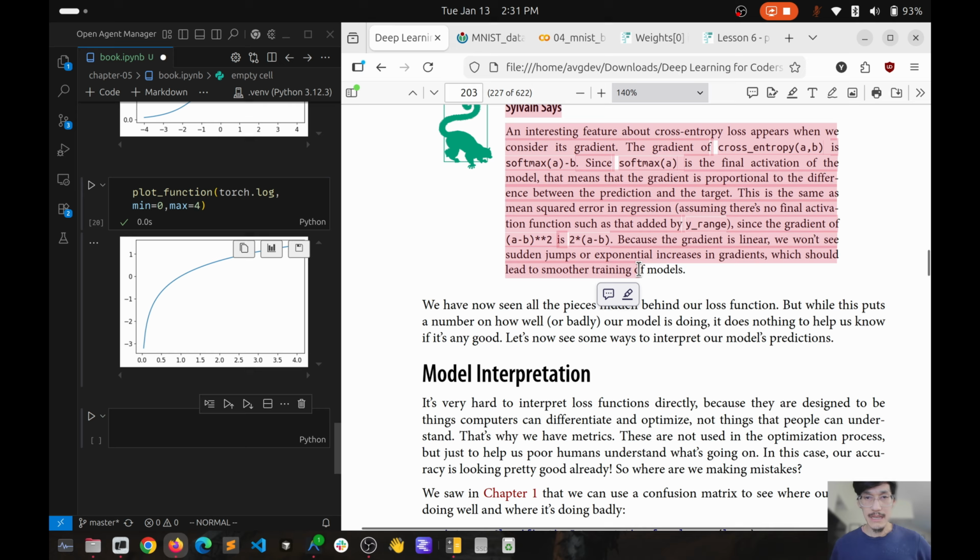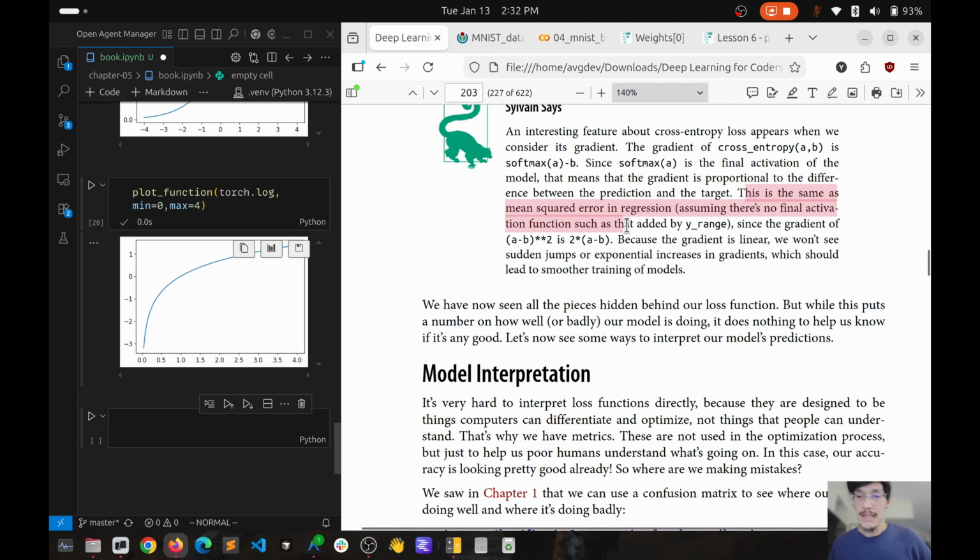Sylvan says, an interesting feature about cross entropy loss appears when we consider its gradient. The gradient of cross entropy A, B is softmax A minus B. Since softmax A is the final activation of the model, that means that the gradient is proportional to the difference between the prediction and the target. Oh yeah, that's true.